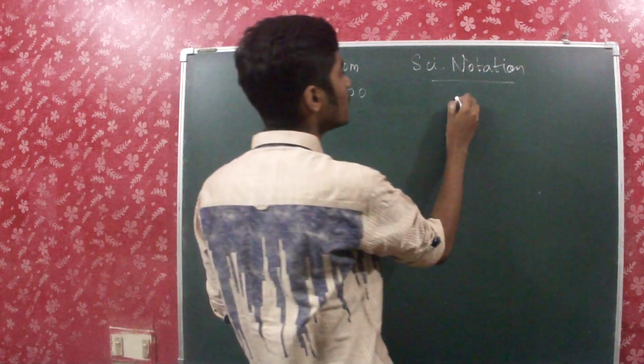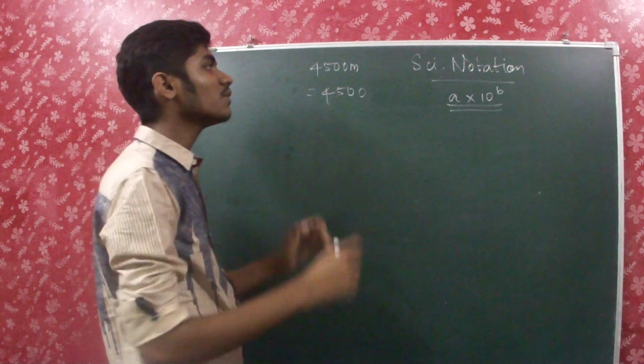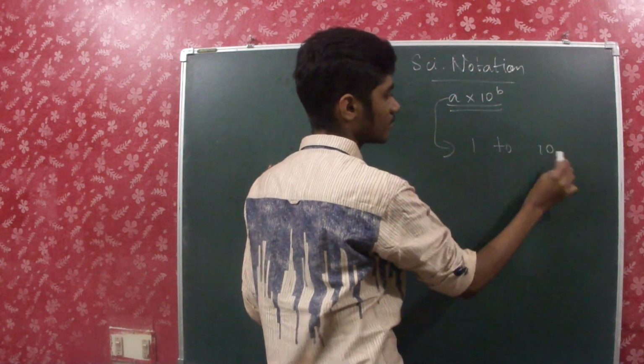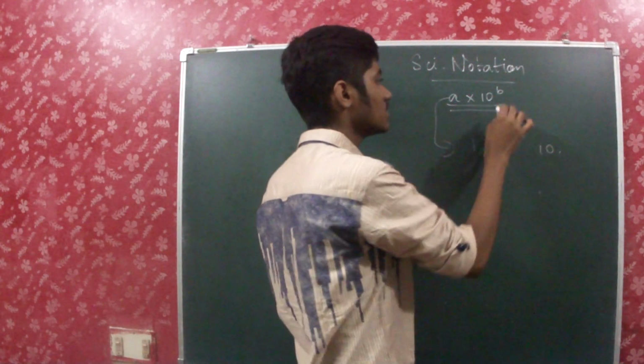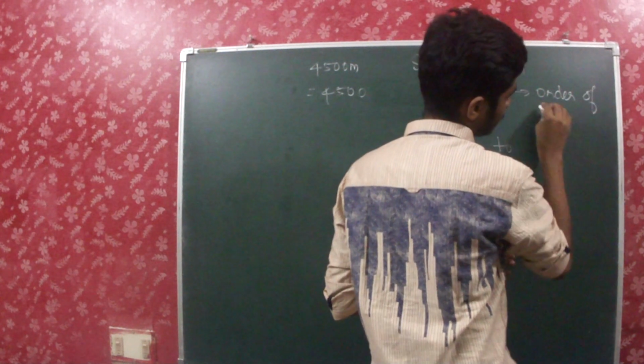Scientific notation is nothing but a into 10 power b. This is the basic structure of a scientific notation. A is any number between 1 and 10. And 10 is a constant, and then b is called the order of magnitude.